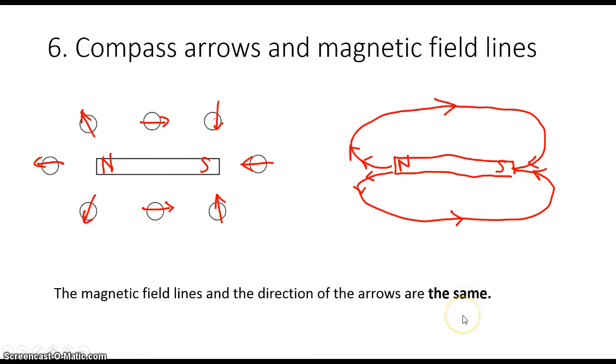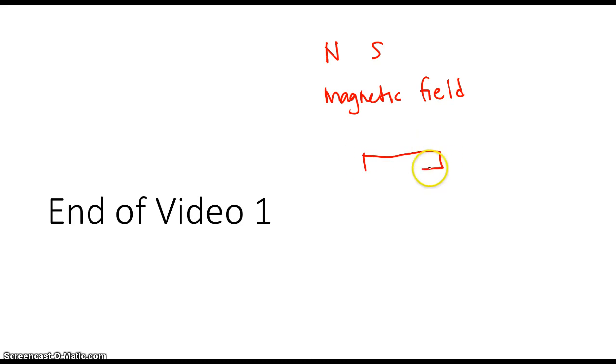All right. So in this video, you have learned about the magnetic field. You have learned about north and south. You have also learned about how we represent a magnetic field using magnetic field lines. And we learned that we can use a compass to see the direction of the magnetic field at any point in time. So this is the end of video 1, and you are ready for video 2 to continue with the worksheet.